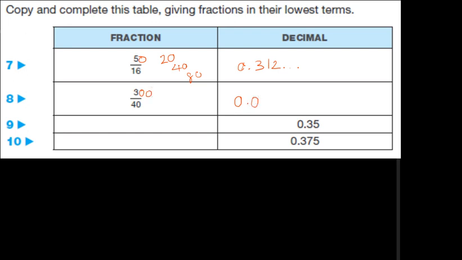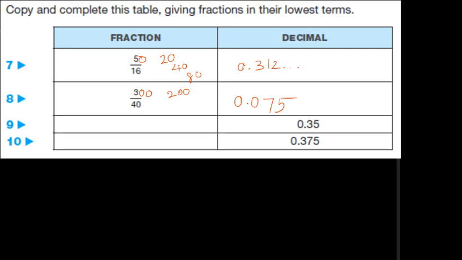Now 300. Out of 300 we want to check how many 40s are available. We know that 7 40s are 280. The balance is 20. 20 cannot be divided by 40, so we can add a 0 here. So 200. Out of 200, 5 40s are available.